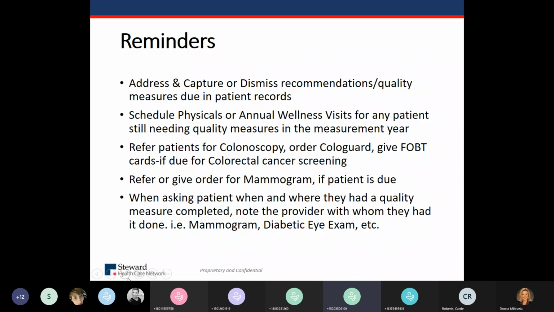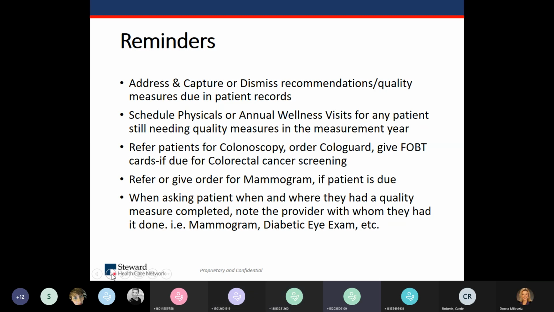And maybe clinically it just isn't a good time for the patient to close the gap with that specific visit, but eventually, the end goal is we want to close as many as possible to ensure their continued health. Additionally, you want to schedule your physicals and annual wellness visits for any patient that are still needing quality measures within the measurement year. If a patient is due for colorectal cancer screening, please refer them for colonoscopy if indicated. Order a Cologuard, give them the occult blood testing card, whatever you feel is appropriate.